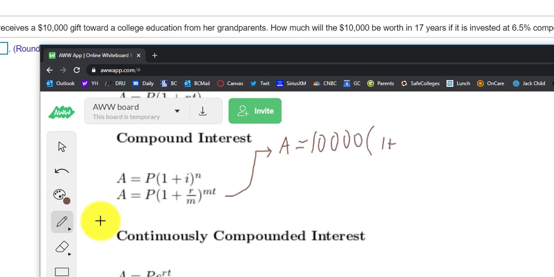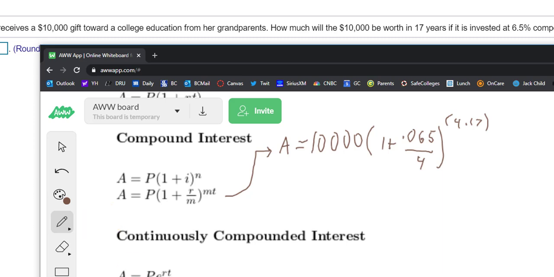1 plus, my interest rate is 6.5%. So we have to change that to a decimal, right? Once, twice, that's 0.065. And the number of compounding periods is 4 because it's compounded quarterly. And the number of years was 17.